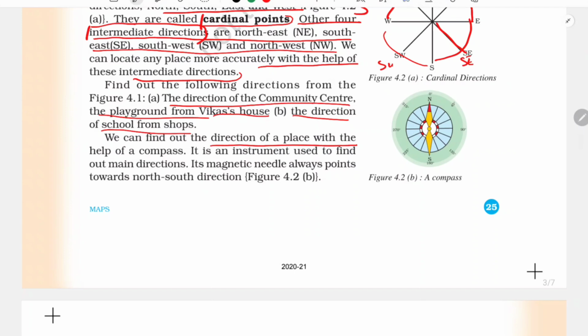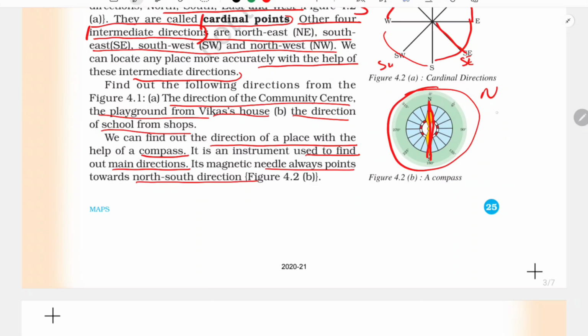So we can find out direction of a place with the help of a compass. So this is the compass here. It is an instrument used to find out main direction. Then what will be the main direction? The north. Its magnetic needle always points towards the north-south direction. So here you can see this compass, there are two needles here. This is not a watch, it looks like a watch but it is not a watch. You will see a needle pointing towards north and another pointing towards the south direction.